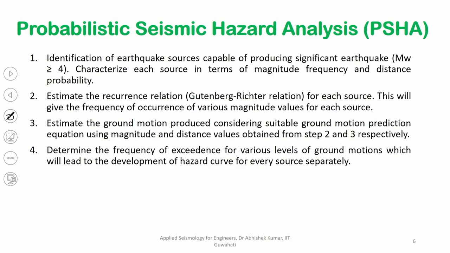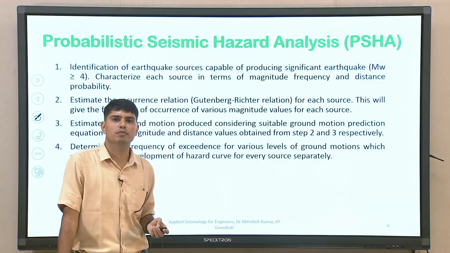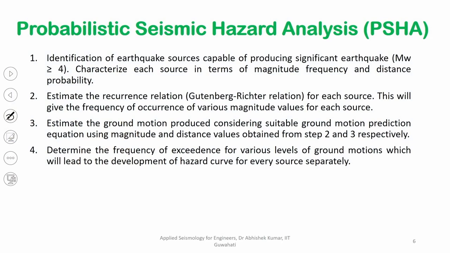After that, we will try to find out, based on the Gutenberg-Richter relation, what is the frequency of different magnitudes to get repeated during a given exposure period. Considering different magnitudes and different distances, we will try to find out different seismic scenarios using the ground motion prediction equation. So, step 3 is to estimate the ground motion which can be produced by different combinations of magnitude and distance from each of the steps.